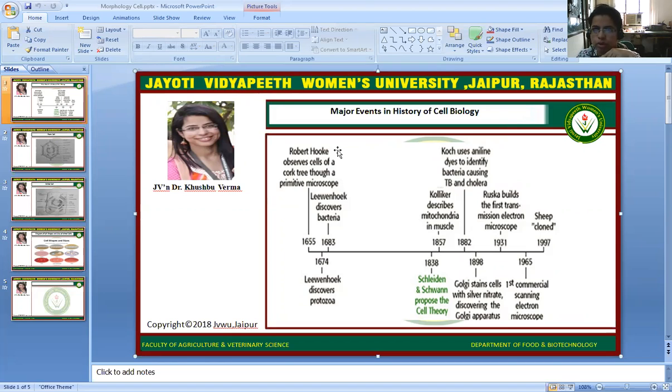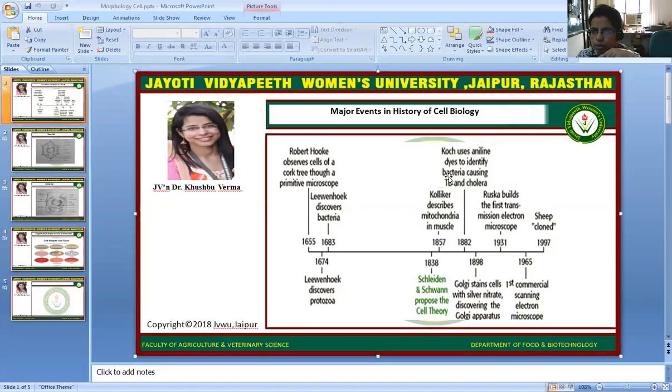So, first of all, Robert Hooke observed the cells of cork tree through a primitive microscope in 1665. In 1674, Leeuwenhoek discovered the protozoa. In 1683, Leeuwenhoek discovered the bacteria. In 1838, Schleiden and Schwann proposed the cell theory. In 1857, Kolliker described the mitochondria in muscles.